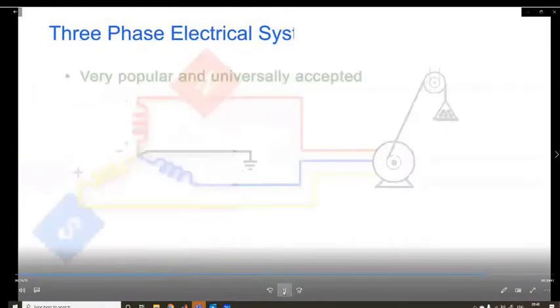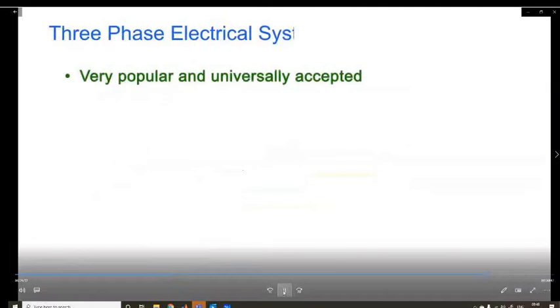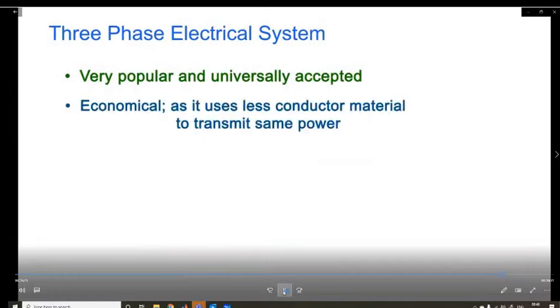3-phase power is very popular and universally accepted throughout the world, from electricity generation to utilization. A 3-phase system is usually more economical than an equivalent single phase at the same line to ground voltage because it uses less conductor material to transmit electrical power. So, this is about the 3-phase system.